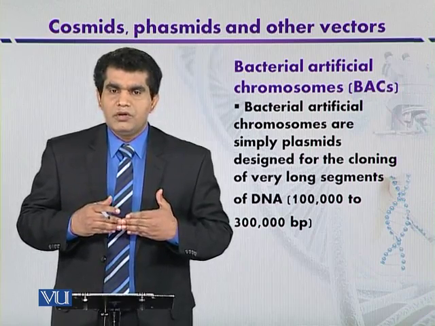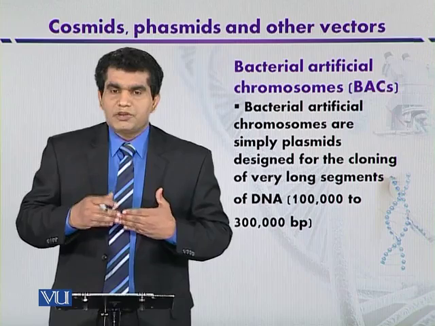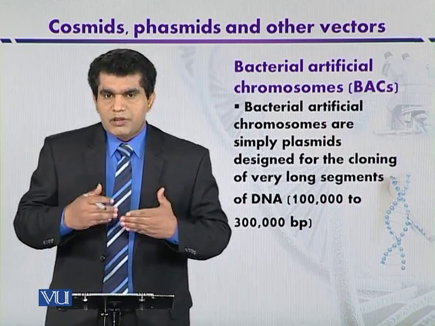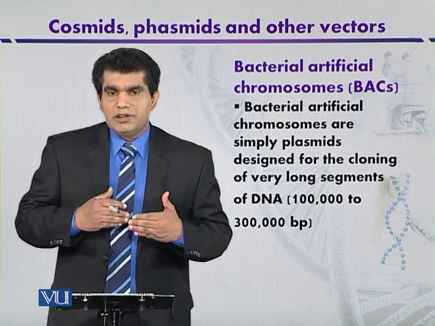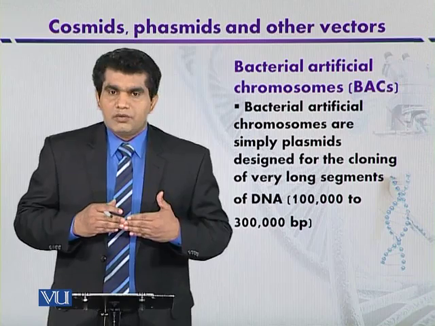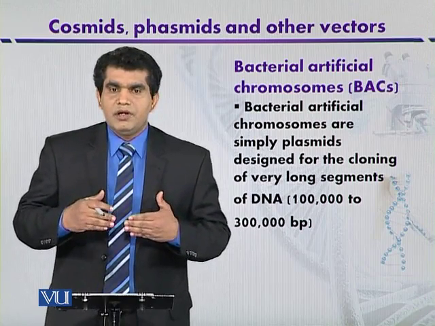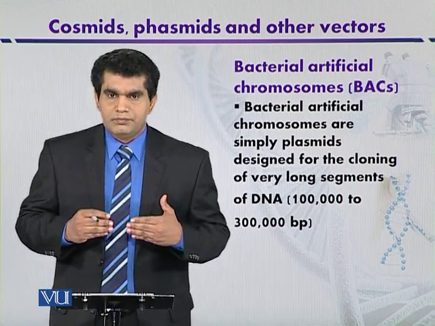The cells and the BAC mixture are exposed to electric current, and after that pores are generated in the cell wall, through which the bacterial artificial chromosome, which is now recombinant, will be inserted into the host organism.